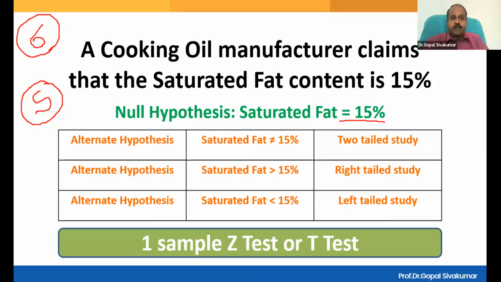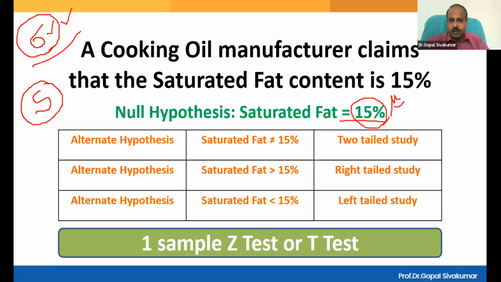According to the company, there will be a population standard deviation, which is called sigma. What is population standard deviation? The company might have produced, let us say, 10,000 cooking oil bottles. Now 10,000 data points will be available. With all 10,000 data points, if you calculate a standard deviation, that is called population standard deviation. Do you understand what is population average and population standard deviation? Population average is this one. We use a symbol called mu for population average. And for population standard deviation, the symbol is sigma.